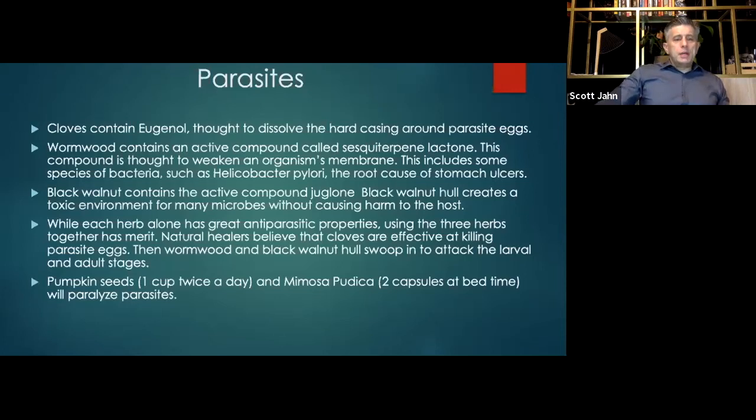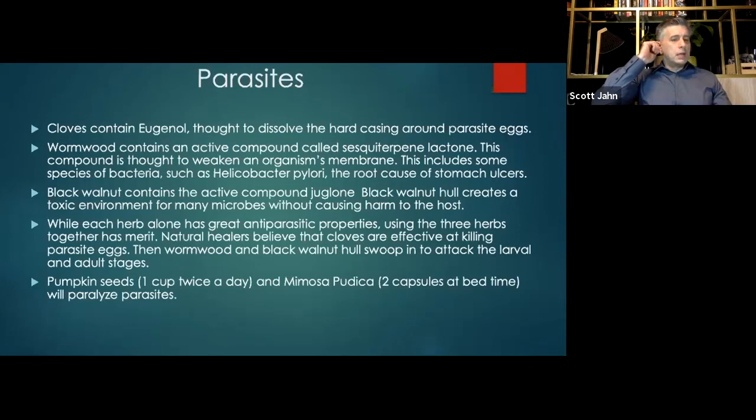Now, the problem is, if you want to be thorough, you need to make sure that you take it for about a month, I believe, because it's not just the parasites you're trying to kill, but the eggs. Because you can kill the parasites, but if the eggs aren't killed, they're just going to come back. Another thing that's been shown to be effective is pumpkin seed, about a cup twice a day, and also mimosa pudica, I believe it's pronounced, 2 capsules at bedtime. Those will both paralyze the parasites.